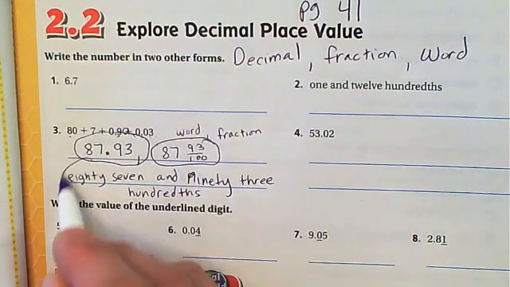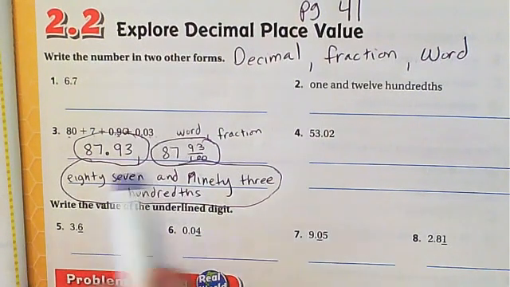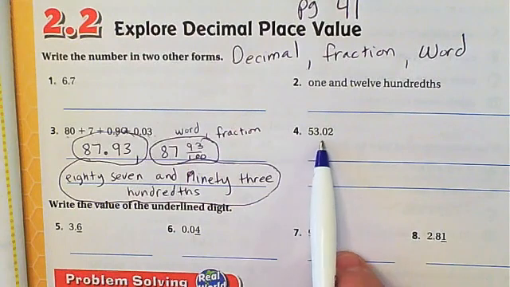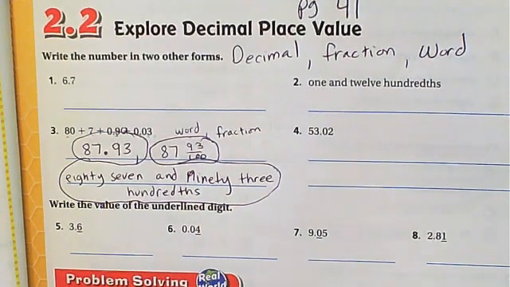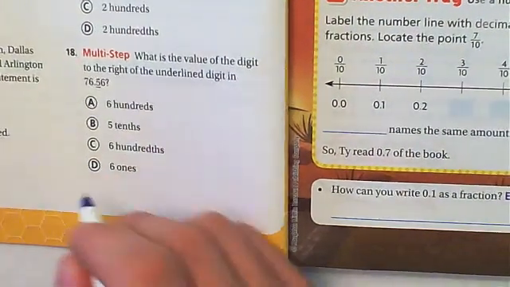Okay, so 3 forms: decimal form, fraction form, word form. You only have to do 2. Fraction and decimal are going to be your 2 easiest ones, but that's why they gave you 2 lines here so that you can write the word form of this. And we'll do one more practice on the back. We'll try one of the multi-step ones down here.